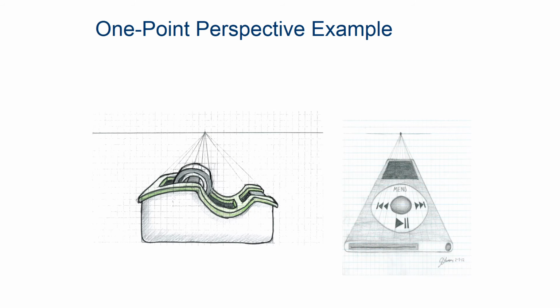Here are a couple of one-point perspective examples, and you'll notice that we left the construction lines in so you can see where the vanishing point is and the lines that are projecting to the vanishing point. And you can kind of see this is not the most realistic way to view the object, but it is certainly a little bit more realistic than isometrics.